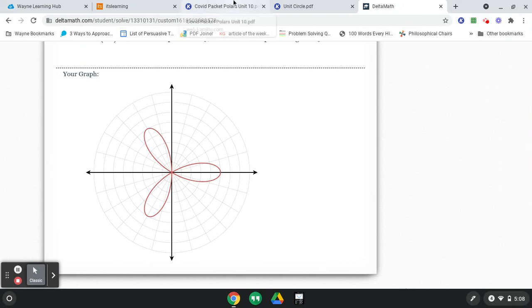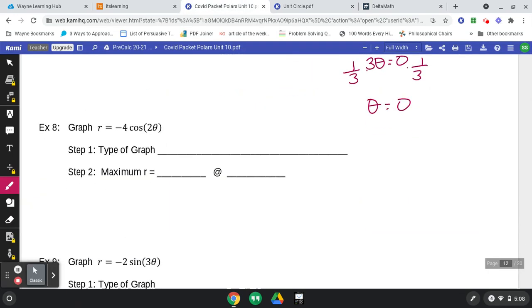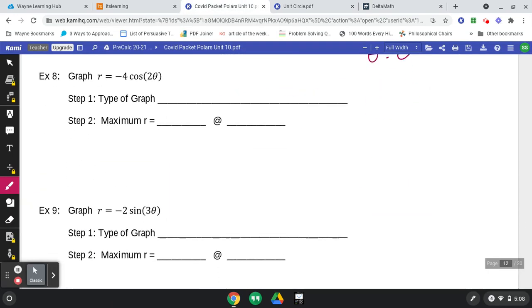All right, let's go on to example number 8. Example number 8 has a negative 4 cosine 2 theta. 2 theta is going to have a rose with 4 petals. So that 2 doubles. All right, our maximum is going to be 4 because of this number right here. And that's only going to turn to a positive 4 if cosine of 2 theta is equal to negative 1. You have to have that double negative in order to make your maximum a positive 4.